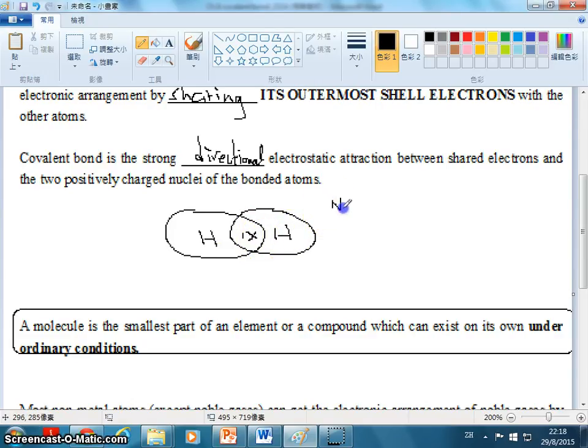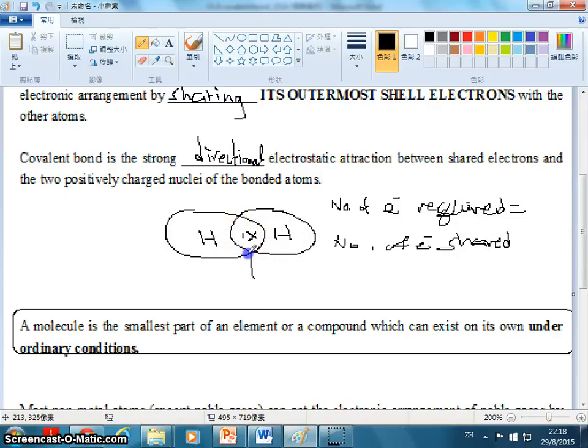So the number of electrons required will be equal to the number of electrons shared. Okay, so that is a very important rule for covalent bonds. That's why for hydrogen, it needs one more electron to become the electronic arrangement of helium. So that's why each hydrogen atom would donate one electron in the middle to share with each other.